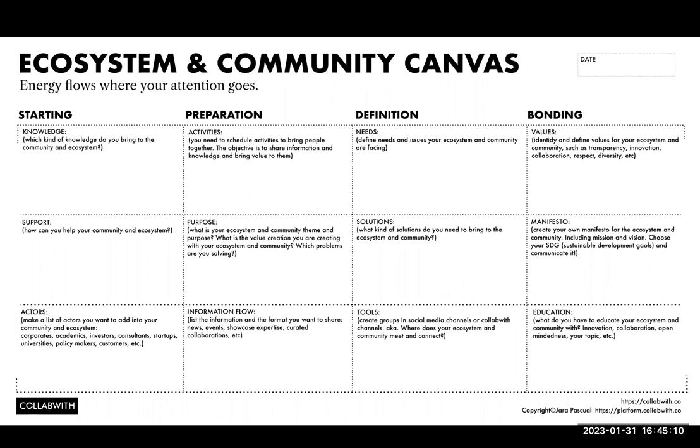At the end, the conclusion will be that you create a manifesto. And this manifesto is the knowledge we are bringing to the innovation ecosystem. That's how we help people. This is the purpose. These are the needs we are covering, the needs canvas. These are the solutions we provide, and these are the tools we are using for this. And these are the people in our community.